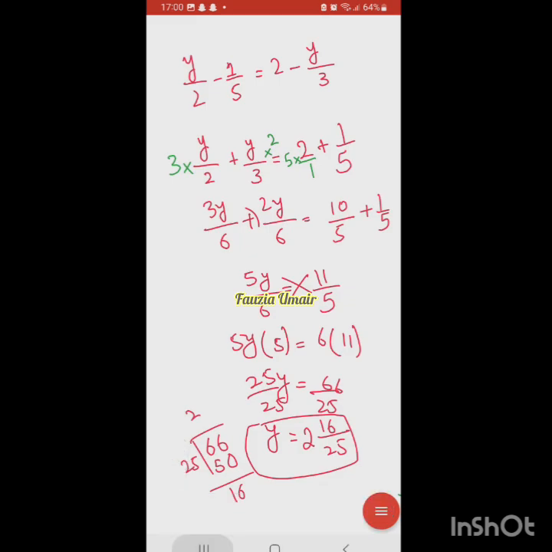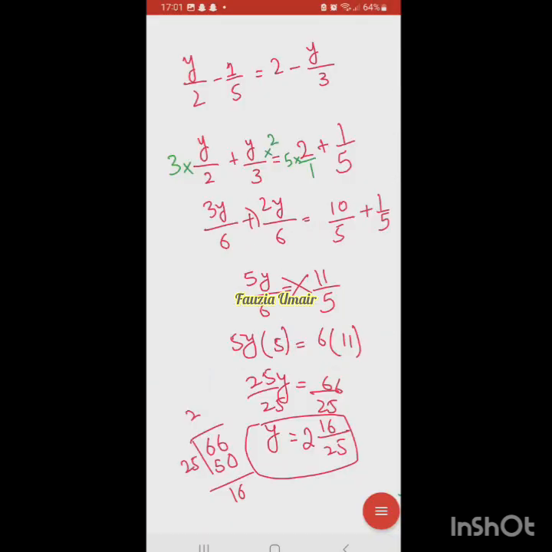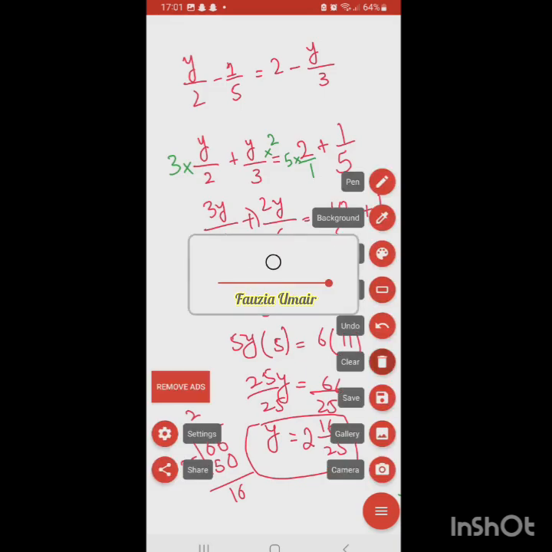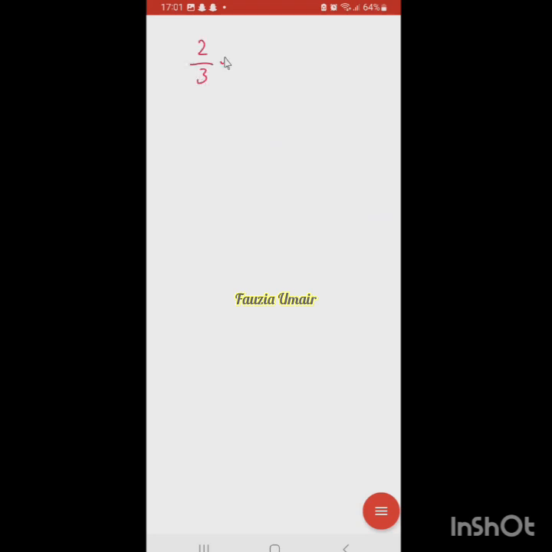All right. So, can you try solving the next question? Let me write it down. The next question is 2 by 3y minus 3 by 4 is equal to 2y plus 5 by 8. Can you rearrange the terms? Can you take the y terms on one side and the constants on the other side, bete?